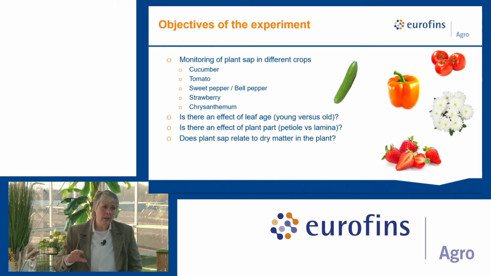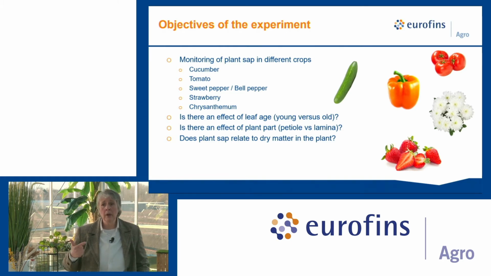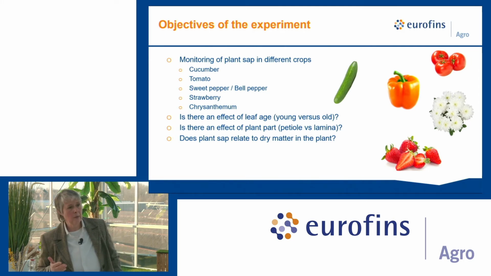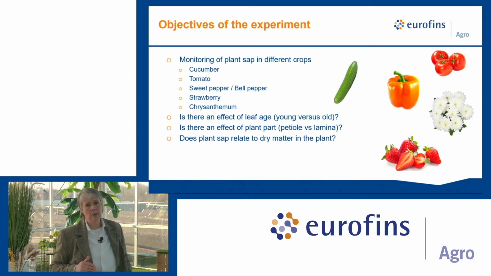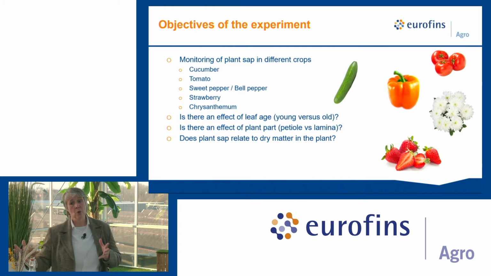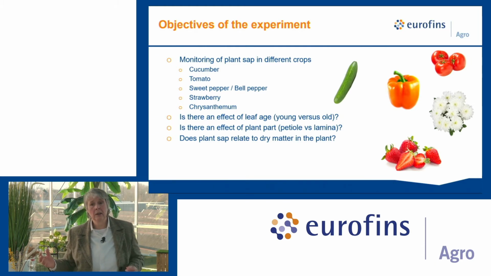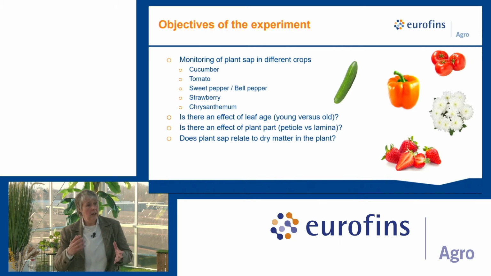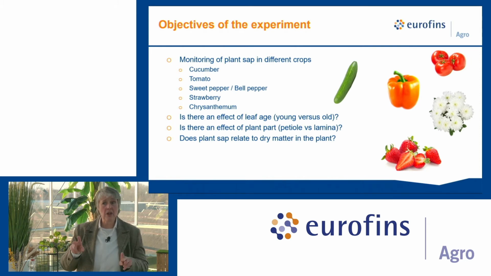So we've done some experiments. We have done, in 2019, a big experiment, and there we looked at cucumber, bell pepper, tomatoes, chrysanthemum, and strawberries. And we monitored the plant sap in these crops. And we looked at them: is there an effect of leaf age, young versus old? Is there an effect of plant part, petiole versus lamina? And also, if we have plant sap, how does that relate to the dry matter? These two different measurements, do they relate to each other?